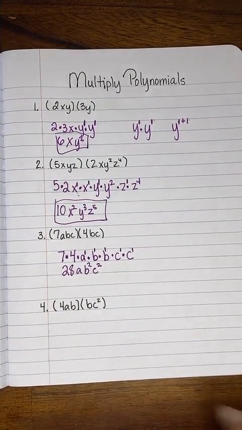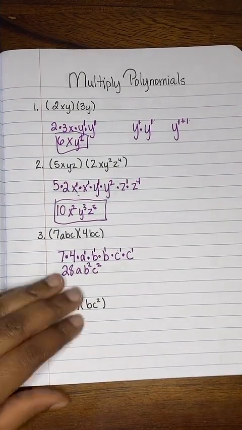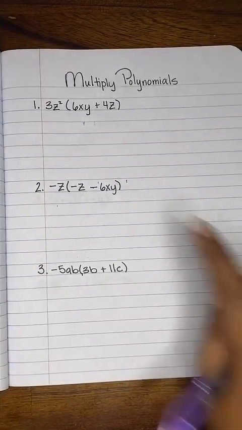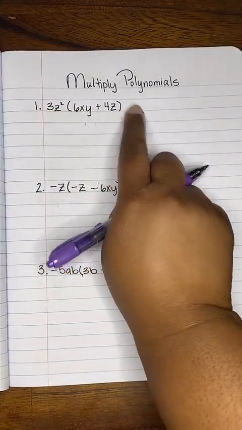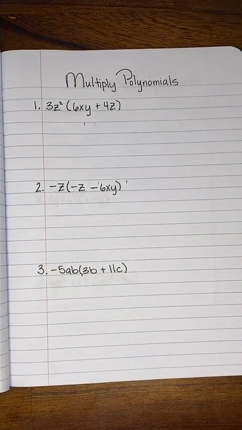All right, so let's try this last one here. Then we're going to move to a monomial times a binomial. Okay, you guys, that's what we're doing next.